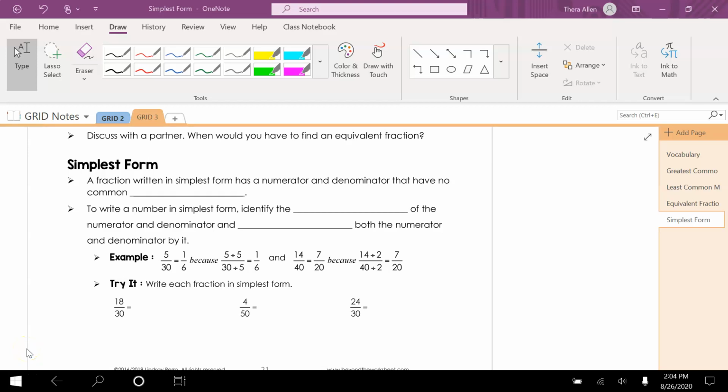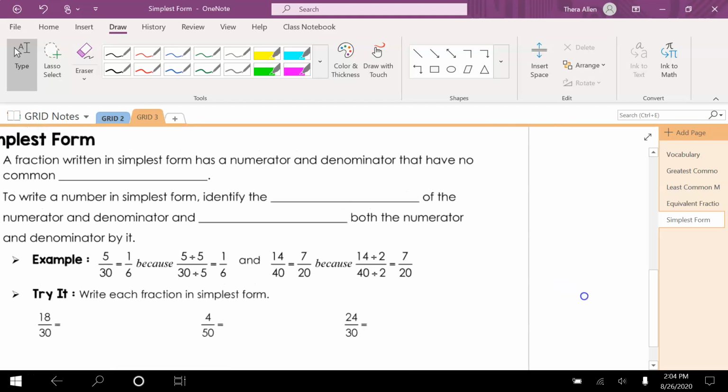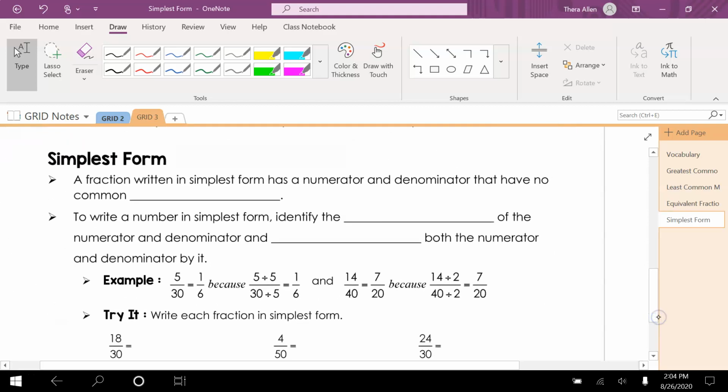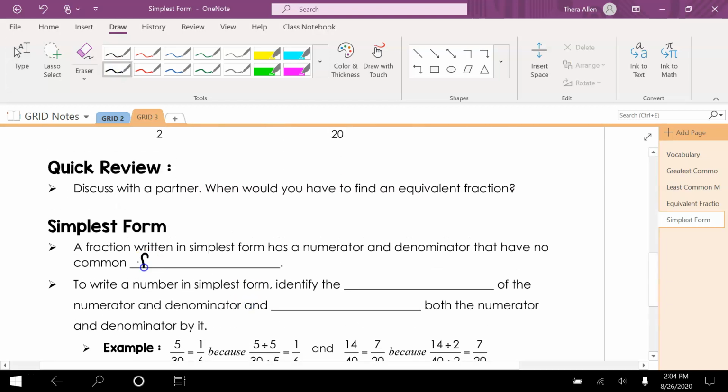We're now moving on to simplest form. You should be back on page 6 to finish your notes at the bottom of this page. Simplest form is a fraction. A fraction written in simplest form has a numerator and denominator that have no common factors.